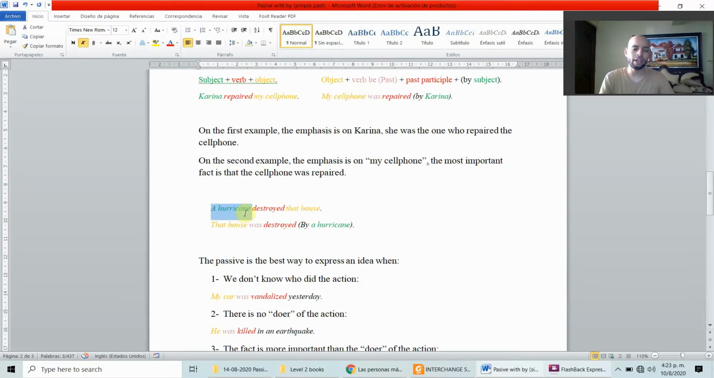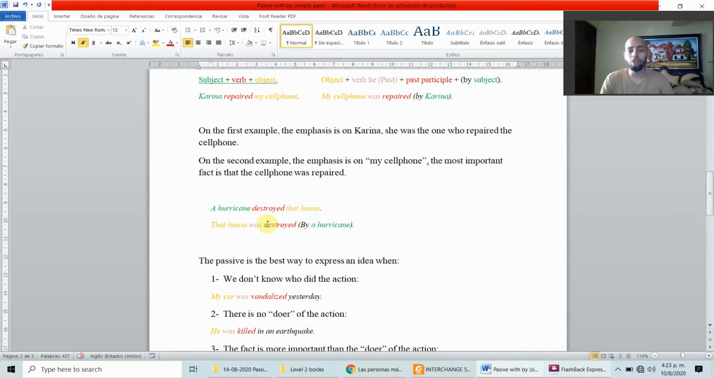A hurricane destroyed that house. This is the active form. That house was destroyed. We don't have to use that part if it's not necessary, but if we want, you can say by a hurricane. In the active sentence, the focus is on the hurricane, and the hurricane destroyed a house. And here the focus is on the house that was destroyed.